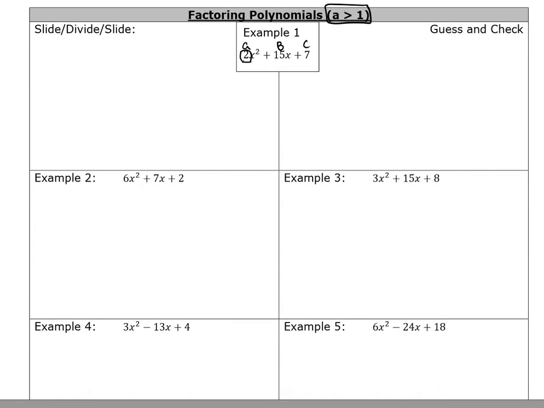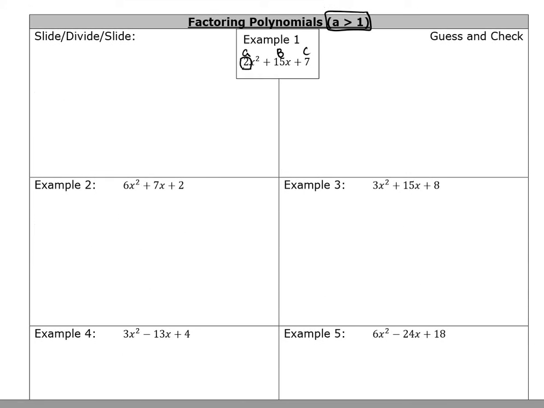To solve this, there's two methods that we can use: slide, divide, slide, or guess and check. For this first example, we're going to use both methods. For slide, divide, slide, let's write the example: 2x squared plus 15x plus 7.